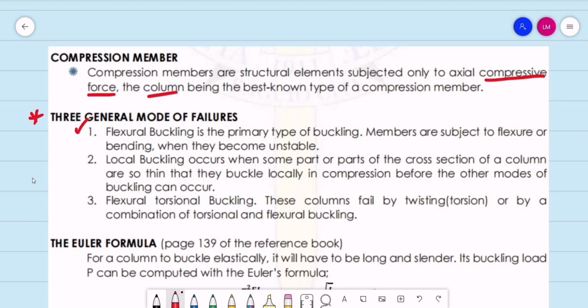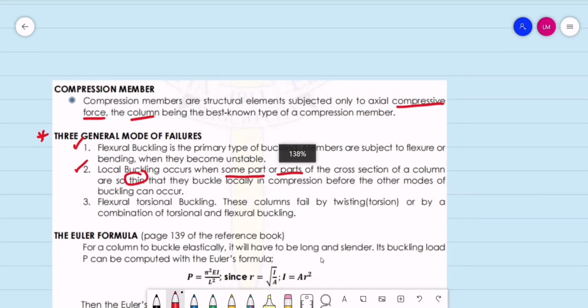Number one, flexural buckling is the primary type of buckling. Members are subject to flexure or bending when they become unstable. For the second one, this is local buckling. Local buckling occurs when some part or parts of the cross-section of a column are so thin that they buckle locally in compression before the other modes of buckling can occur.